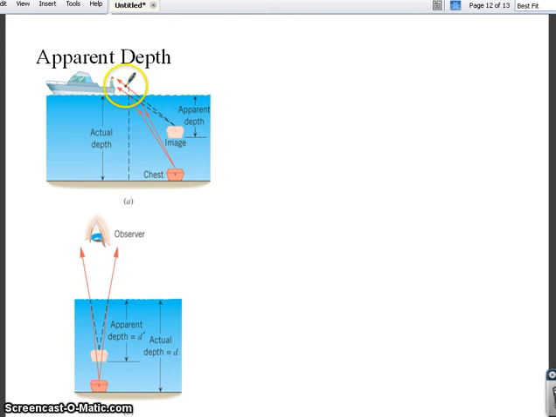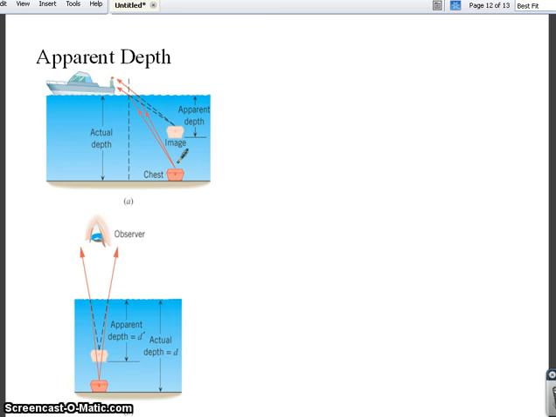This bending of light makes it appear like it's coming from right here. This is why when you're looking at anything in water or a different material, it's not always correct. It looks different than what it really is. And so we have an apparent depth. It appears to be right here, but it's actually right here.